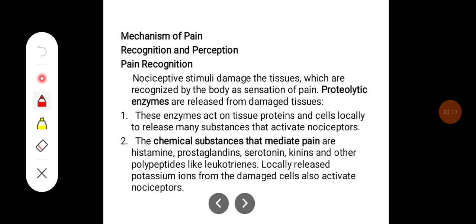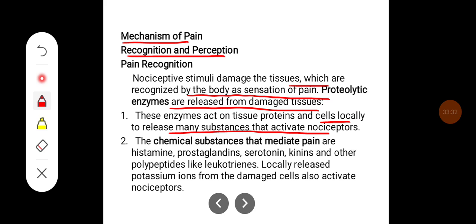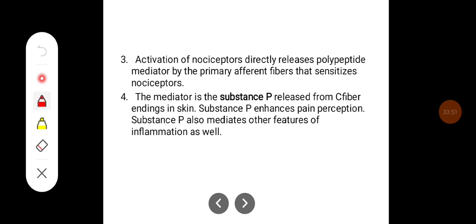Then mechanism of pain, that is recognition and perception. The nociceptive stimuli damage the tissue, which is recognized by the body as the sensation of pain. Proteolytic enzymes are released from the damaged tissues. These enzymes act on the tissue proteins and cells locally to release many substances that activate nociceptors. Chemical substances that mediate pain are histamine, prostaglandin, serotonin, kinins, and other polypeptides like leukotrienes. Locally released potassium ions from the damaged cells can also activate the nociceptors.